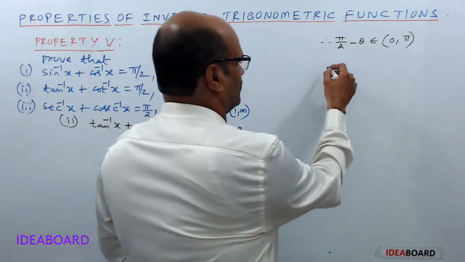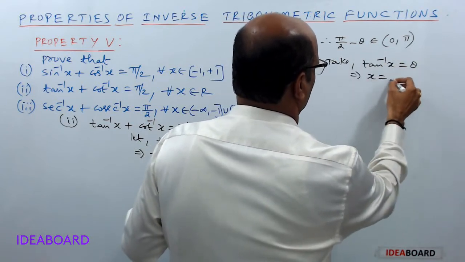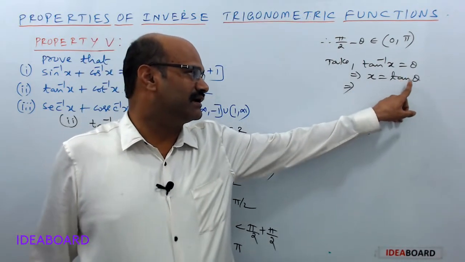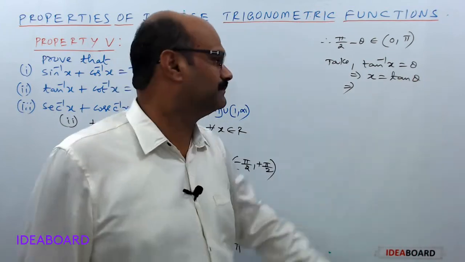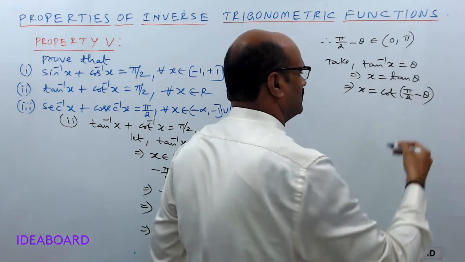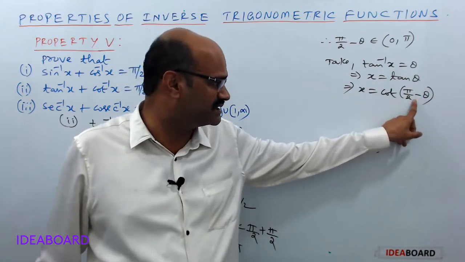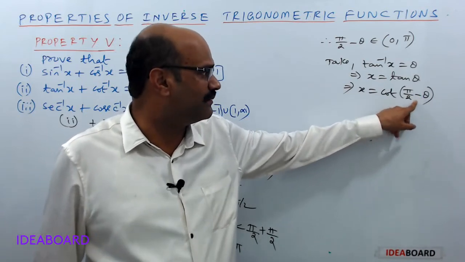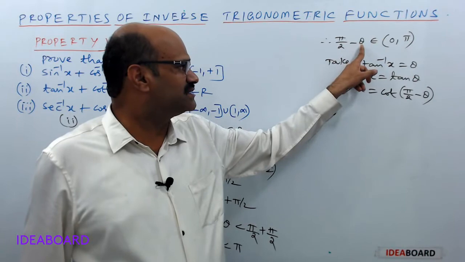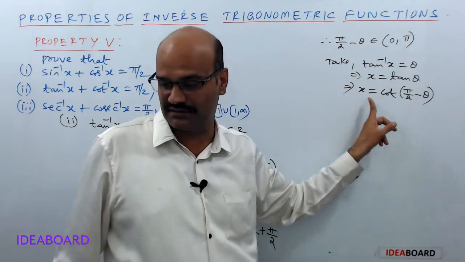Take tan inverse of x equal to theta. It implies we have x equal to tan theta. Tan theta can be written as cot of 90 minus theta. So x equal to cot of 90 minus theta. Inverse of this function exists when pi by 2 minus theta belongs to 0 to pi only. Clearly pi by 2 minus theta belongs to the open interval 0 to pi, so the inverse of this function exists.